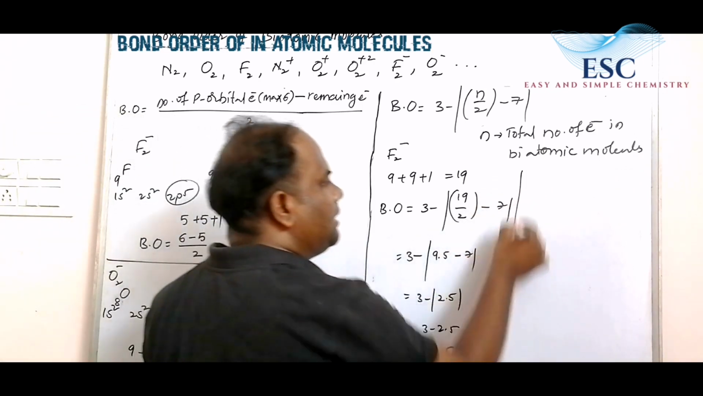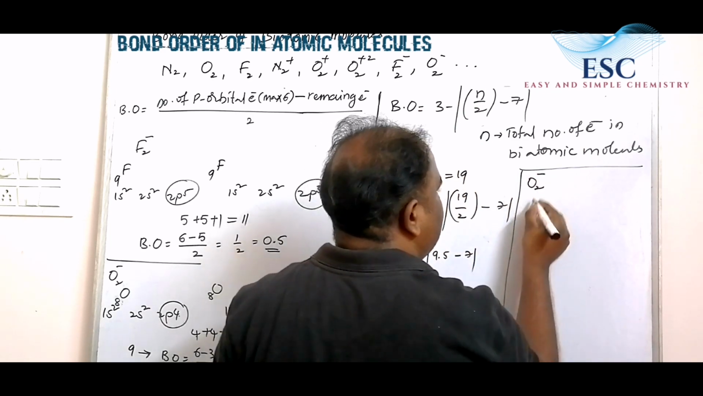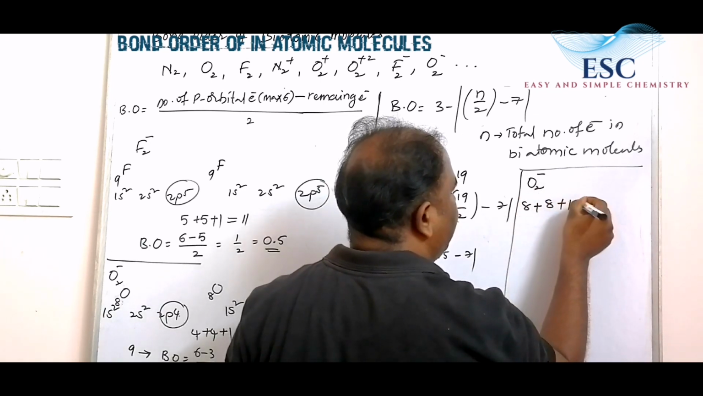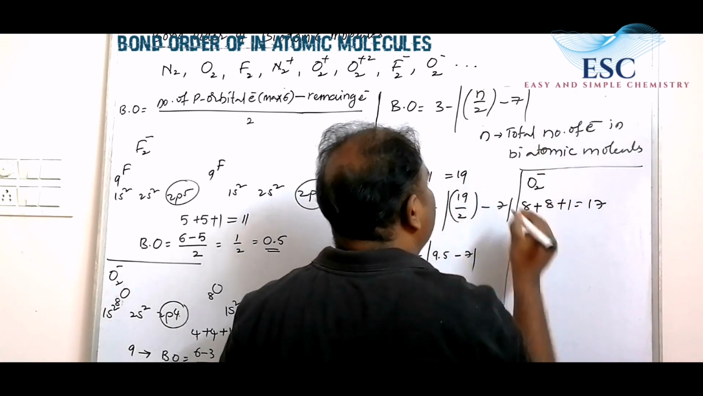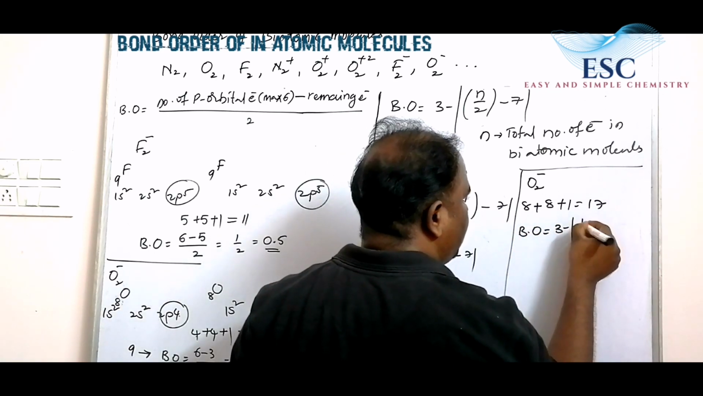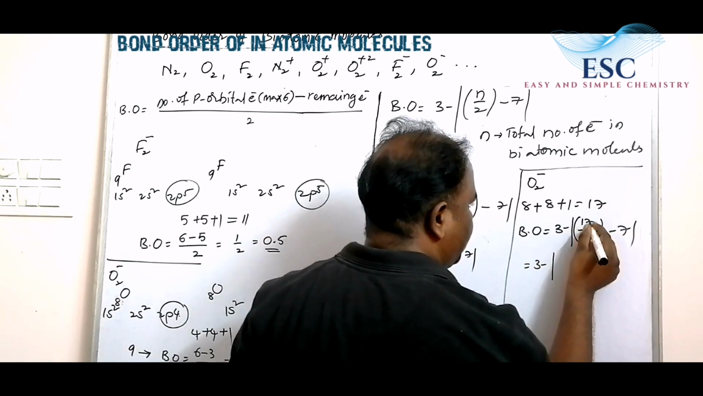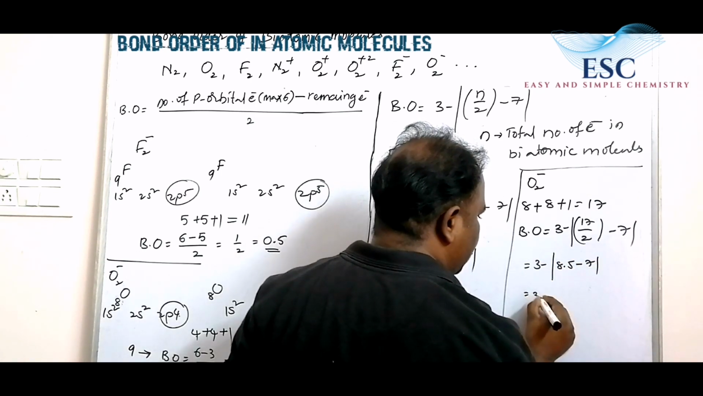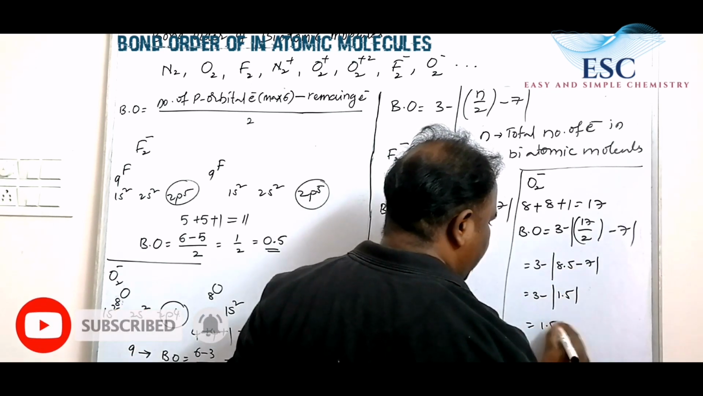So now going to another trick to explain the bond order. O2 minus. One oxygen atomic number 8, another oxygen atomic number 8, minus 1, so plus 1. 8 plus 8 is 16 plus 1, 17. Write that 17, substitute in this equation. Bond order is equal to 3 minus mod of 17 by 2 minus 7. 17 by 2 is 8.5 minus 7, so 3 minus 1.5. It is also 1.5.